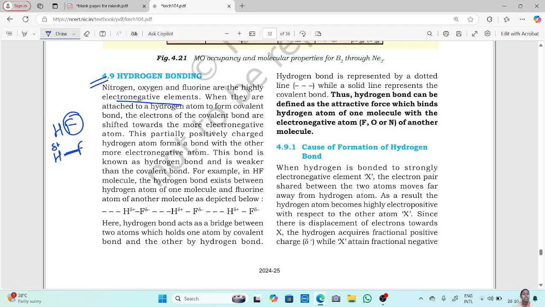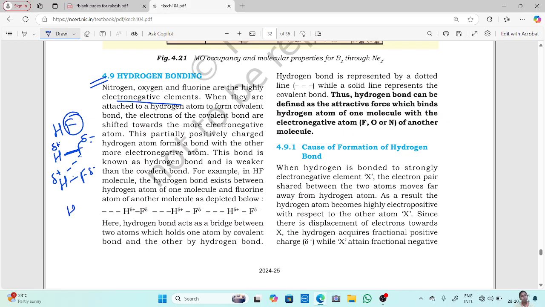Now this bond is known as a hydrogen bond. Hydrogen will get a partial positive and fluorine will get a partial negative charge. So what will happen if you have another HF? Again it will have a partial positive and partial negative charge. So this hydrogen will form a bond with this fluorine, because this is partially negative and this is partially positive.